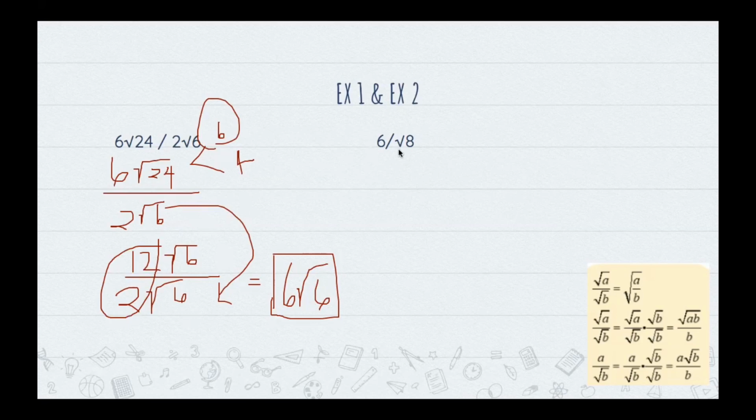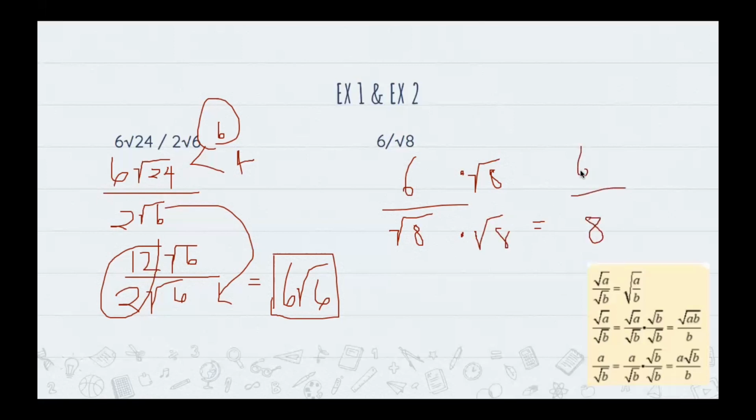Now the second problem, 6 over radical 8. So you're not allowed to have a radical in the denominator. So in order to get rid of that, you will multiply the numerator and the denominator by radical 8. Because radical 8 times radical 8 gives you a whole number of 8. And so you have a whole number in the denominator. On the top, you have 6 radical 8.